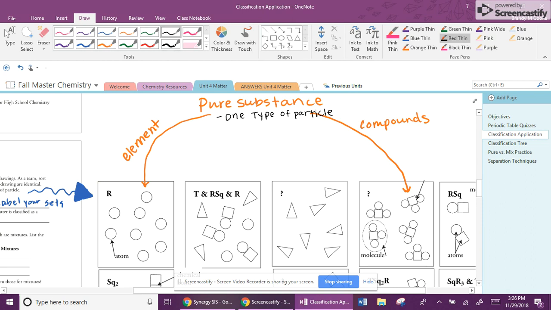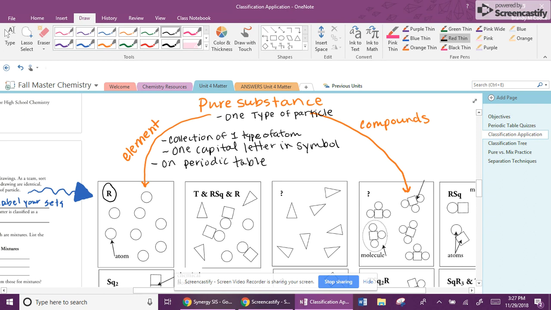An element is going to be a collection of one type of atom. We can also say that if we're looking at the symbol, like you see right here, we're only going to see one capital letter. And we will see it on the periodic table. So if we look at the periodic table, we see it up there, aluminum, magnesium, sodium, it's an element. It's one of those things.